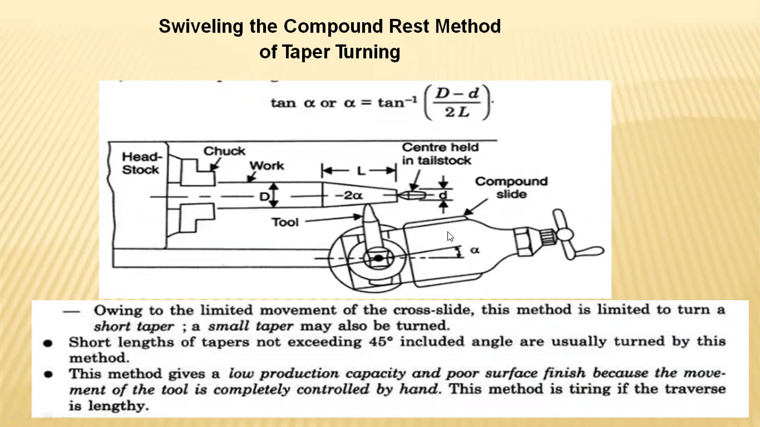See, it is the tool post which is holding the tool, and the work part is constant. There is no variation with respect to the headstock chuck to the tailstock. Previously, the tailstock changed its position and the shifting distance was verified. But in the second method, swiveling the compound rest method of taper turning, the tool will be varied with respect to the inclination monitored on the compound slide, in the case of swiveling, right?